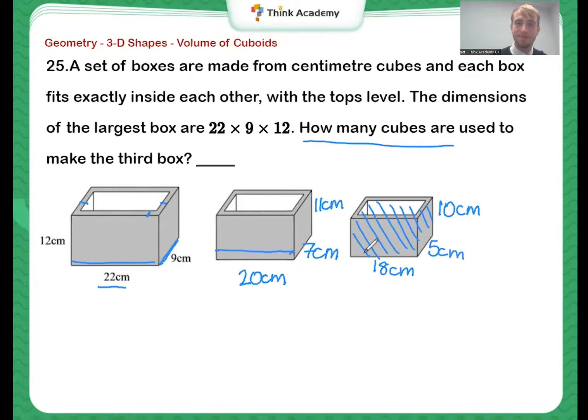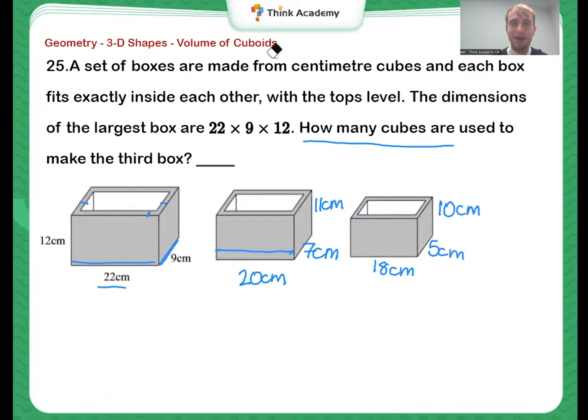But the trick is, okay, it wants to know how many cubes are used to make the third box. Well, as this is made from centimeter cubes, I can find the volume of this whole box and remove all of the volume from this space in the middle. Okay, so actually you need to find the next box or cuboid that's going to go inside, and we can find the dimensions of that by using our next trick.